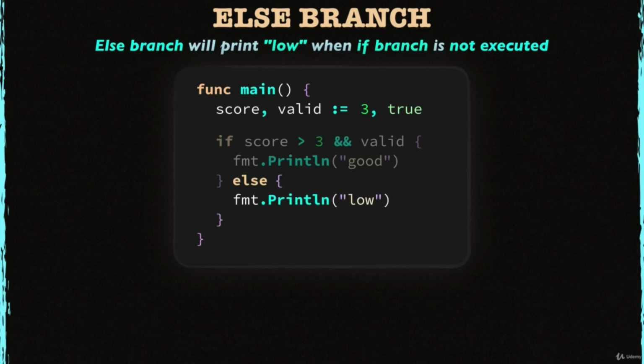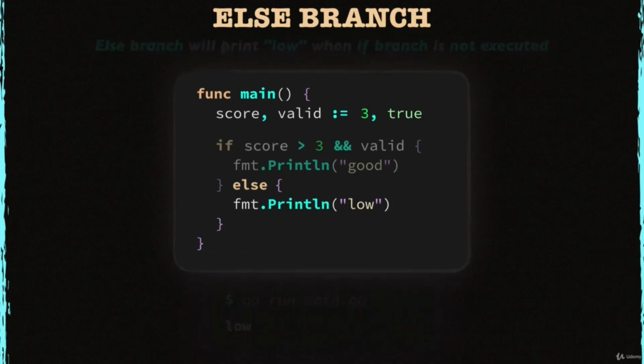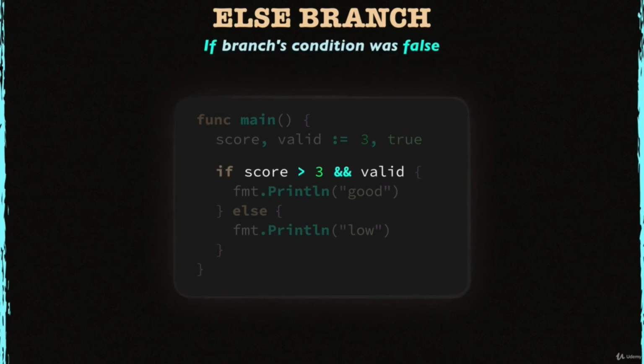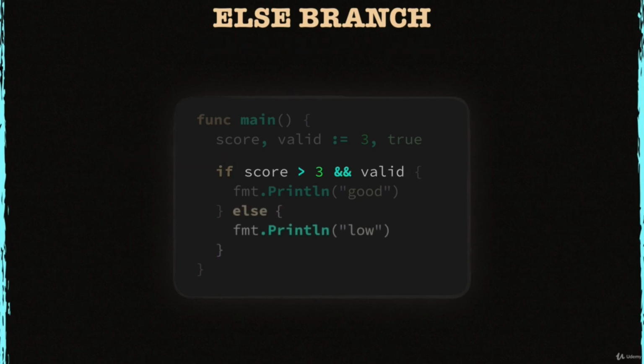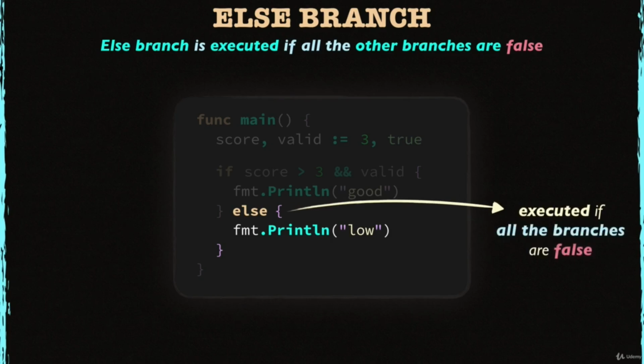Okay, let's run it. It prints low. Let me tell you why. It's because the condition expression of the if statement was false. It's simple as that. So else branch's block is executed instead and it has printed low as a message. By the way, else branch is only executed when the if statement's other branches were all false.